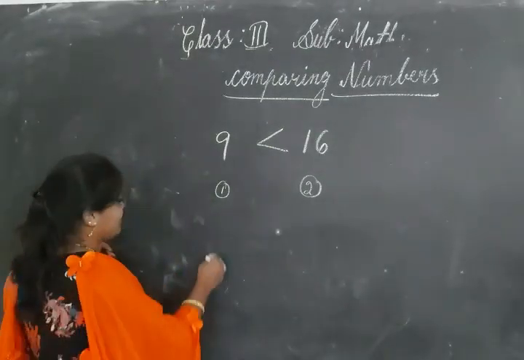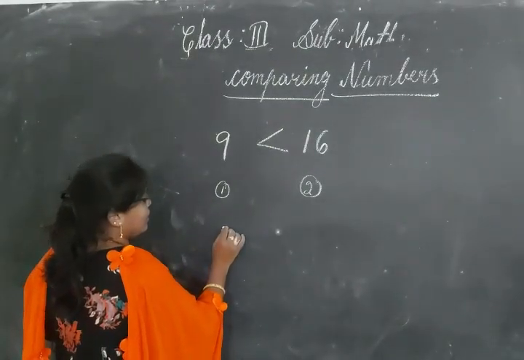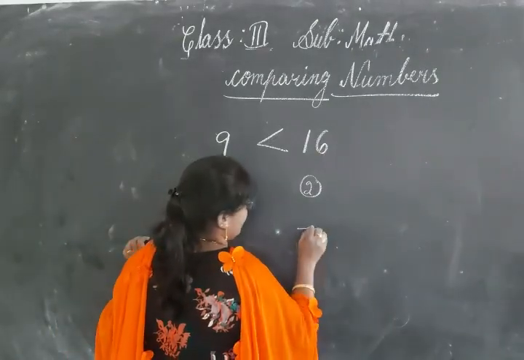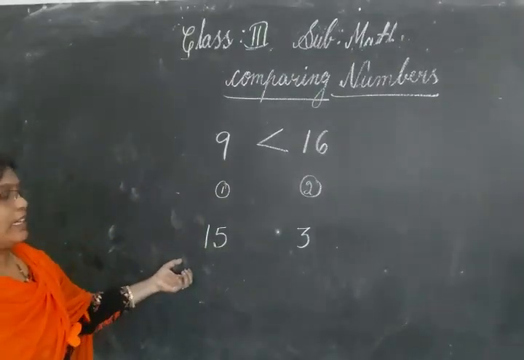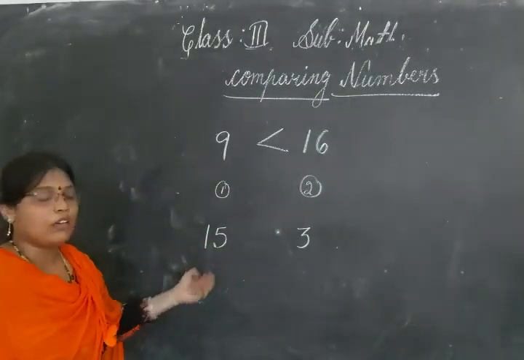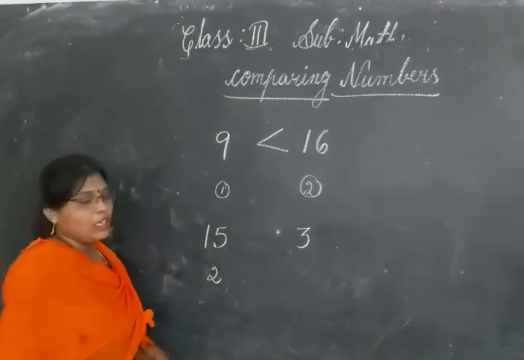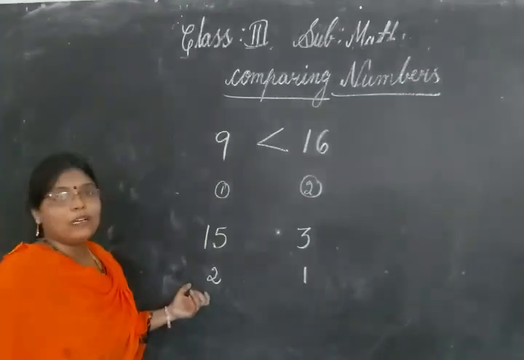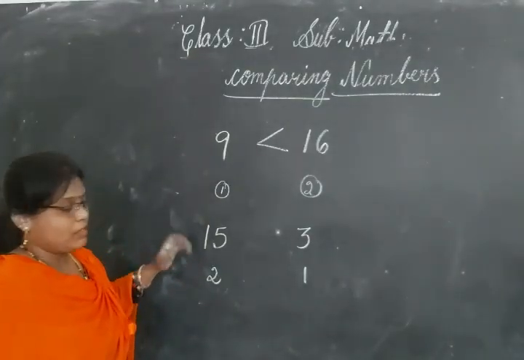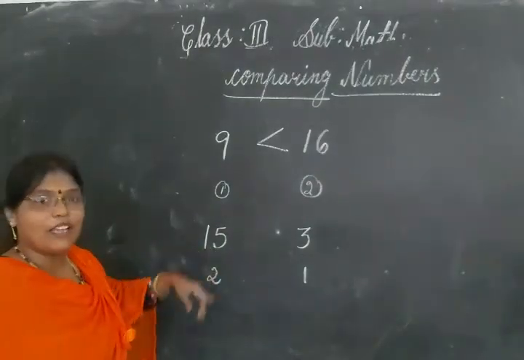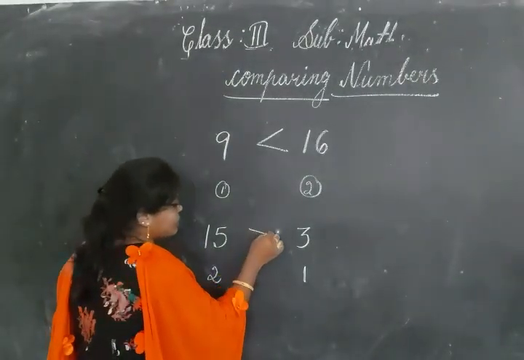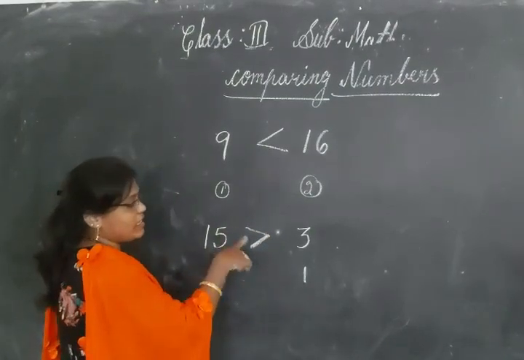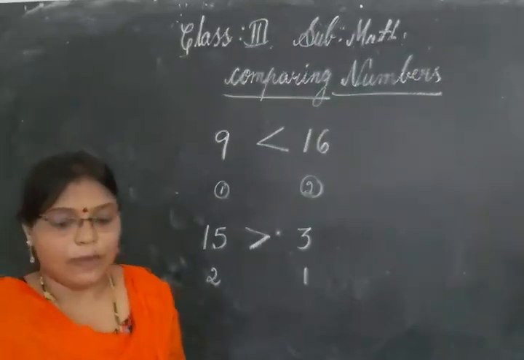So children, let's try another number. See here. How many digits do we have in this number? 2. And here only 1 digit. So which number has more digits? This number. So this is the bigger number. So show opening towards 15. That is nothing but greater than. So 15 is greater than 3.